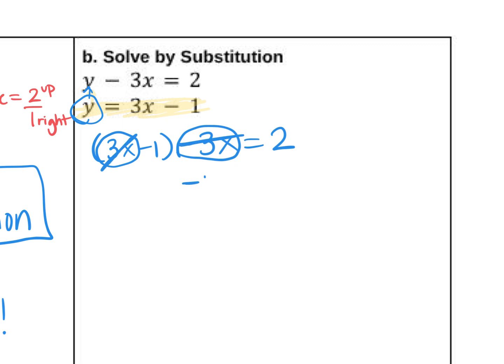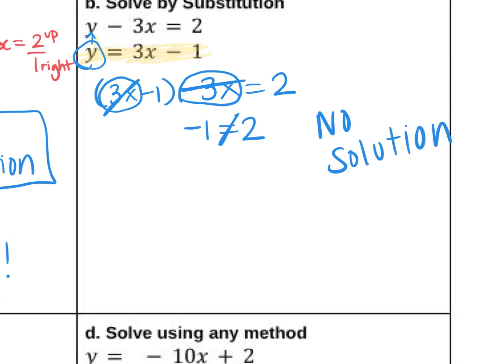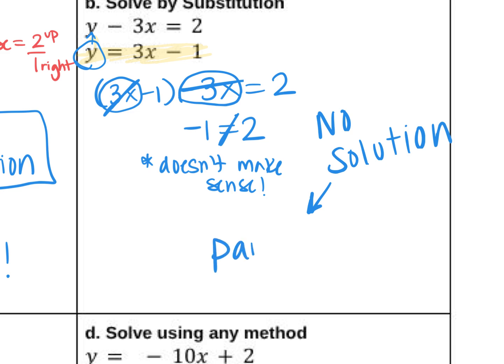So then we're left with -1 is equal to 2. And that is definitely not a true statement. -1 and 2 are not the same thing. So this would actually be no solution because it doesn't make sense. Anytime you have no solution, you could just put your reason down here: it doesn't make sense, it's not true, right? Anytime you have no solution with a system of equations, that means you have parallel lines.